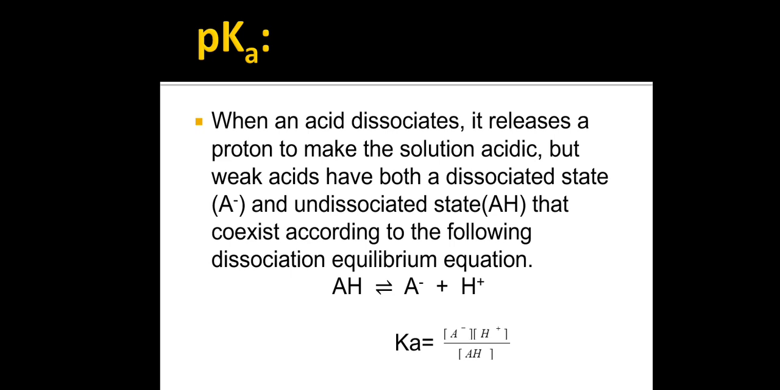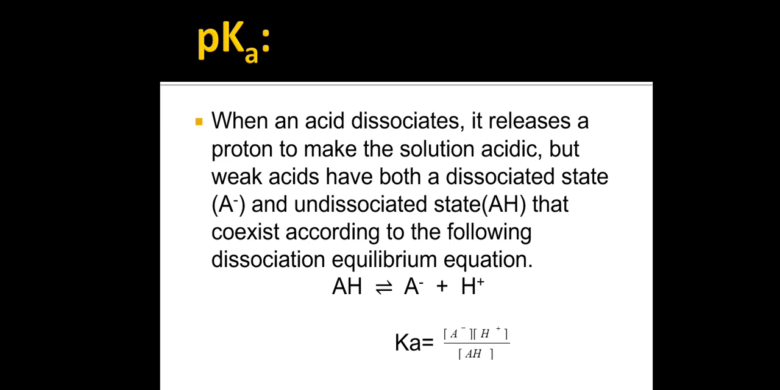Now, we know that whenever an acid dissociates, it makes the solution acidic by releasing a proton. And that acidity, or the hydrogen ion concentration, can be easily expressed in terms of pH, which we calculate by taking the negative log of the hydrogen ion concentration. Now, remember that weak acids are those acids which do not dissociate to a complete extent. Some of the acid will remain in undissociated form.